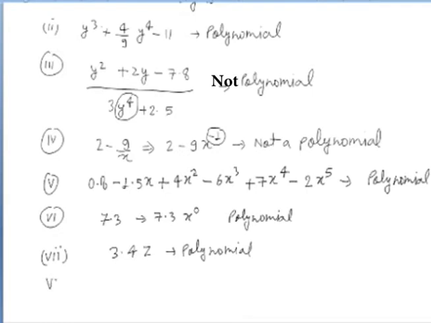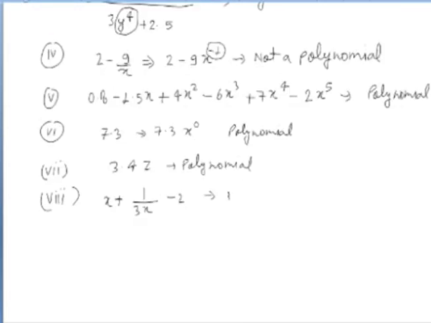And the eighth part is x plus 1 upon 3x minus 2. Okay, so here this is not a polynomial because x is in the denominator. Okay, so in this way we have to find out which terms are polynomials and which are not.